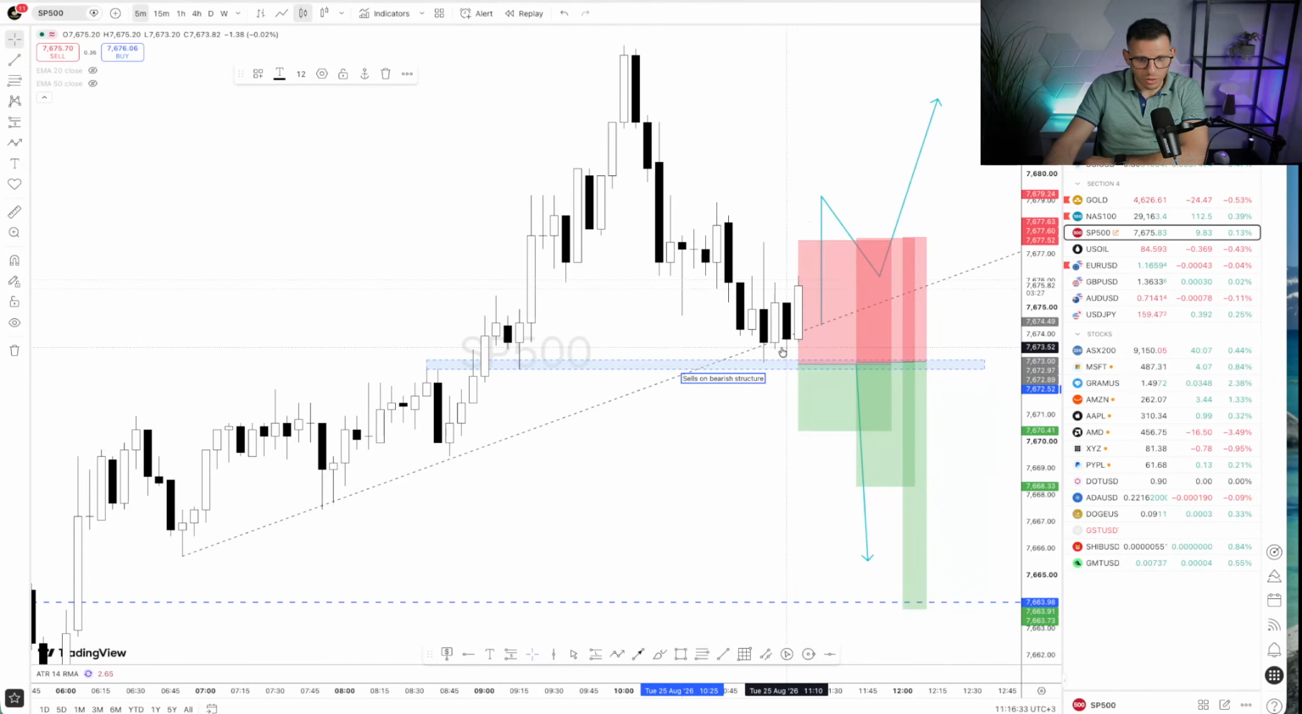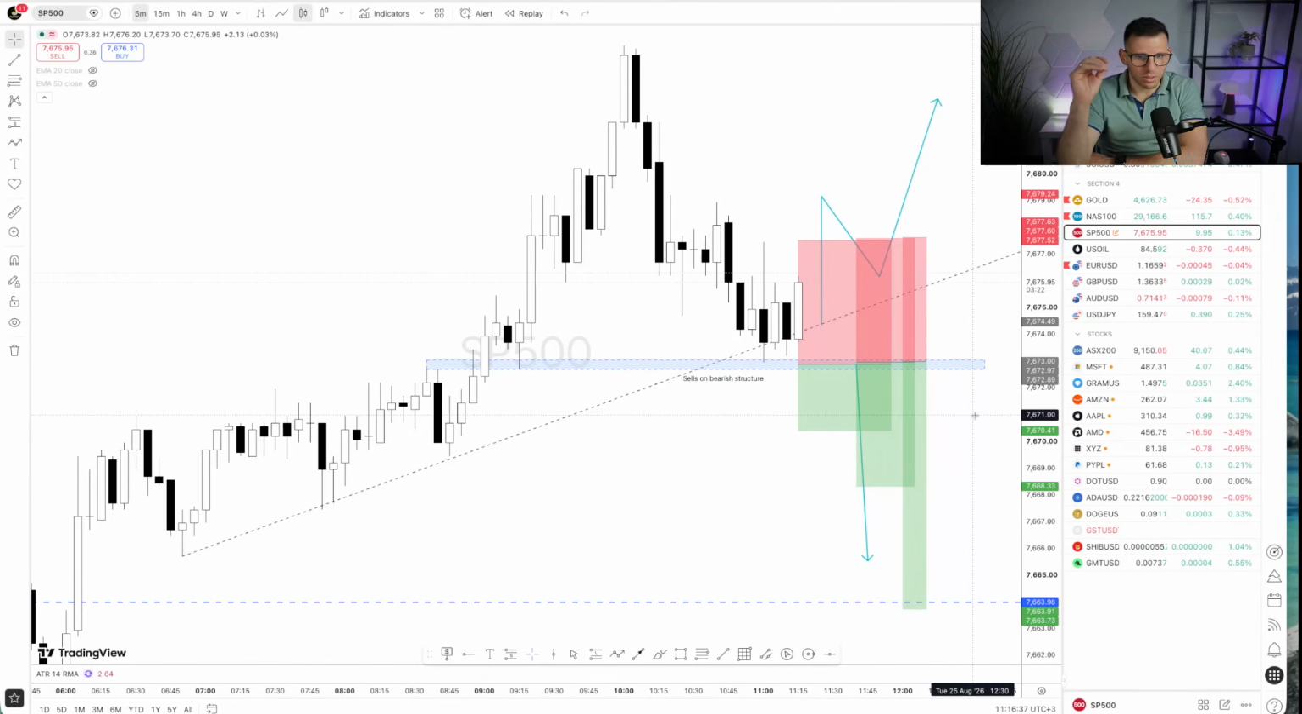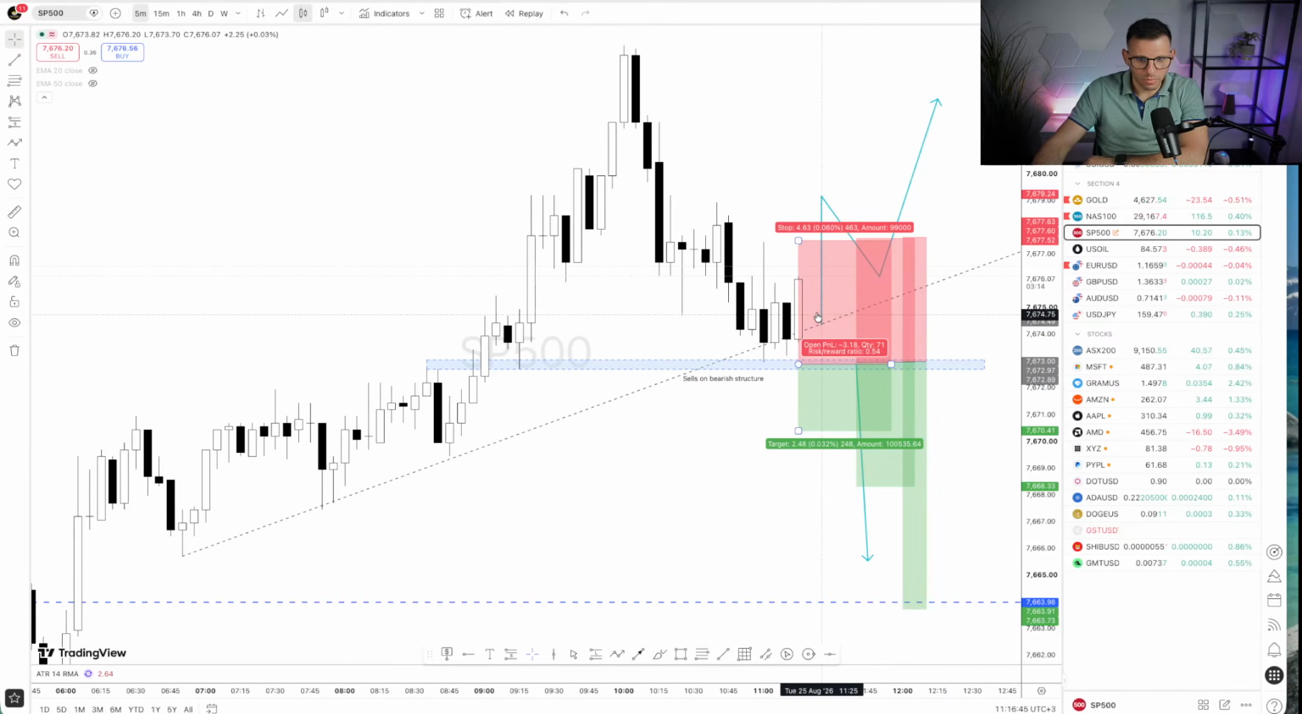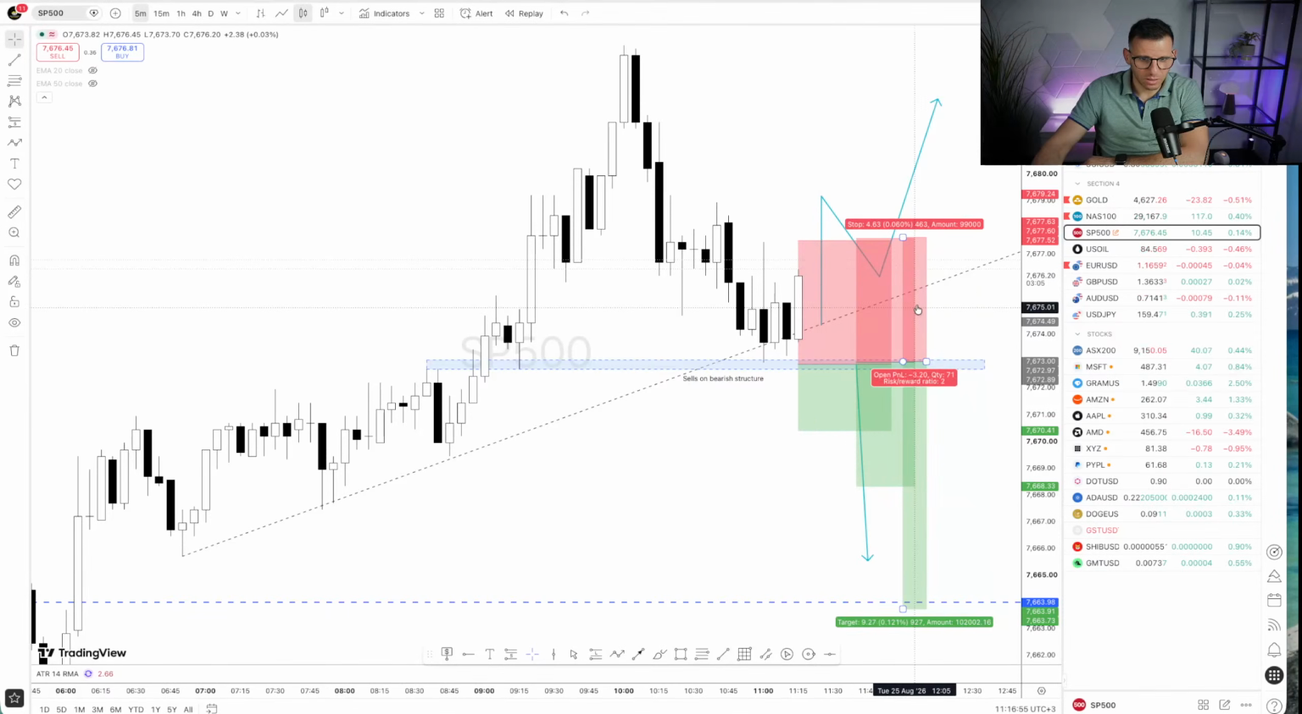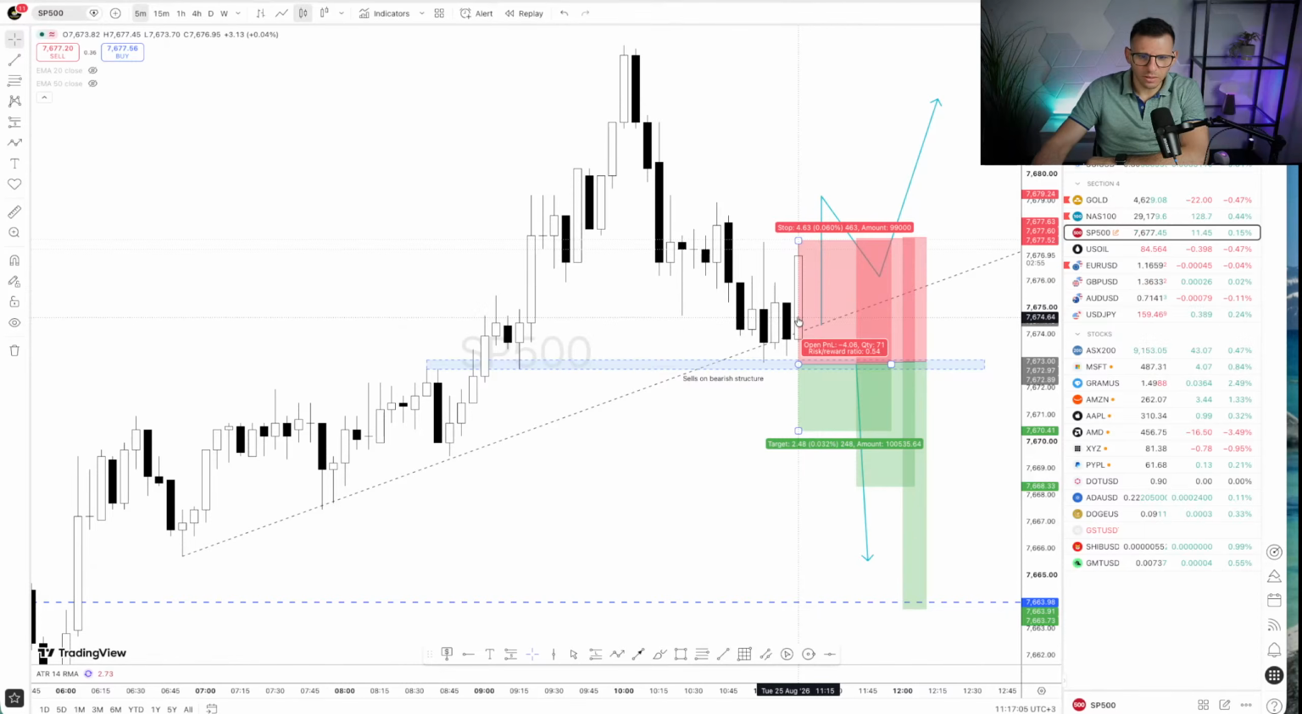Sell on bearish structure. We are still bullish. We are not selling anything yet. On the flip side, if the price is about to continue the uptrend, we're gonna definitely go in for buys. You just need patience. No rush here, nothing to force. We just need to wait calmly and patiently for the setup.